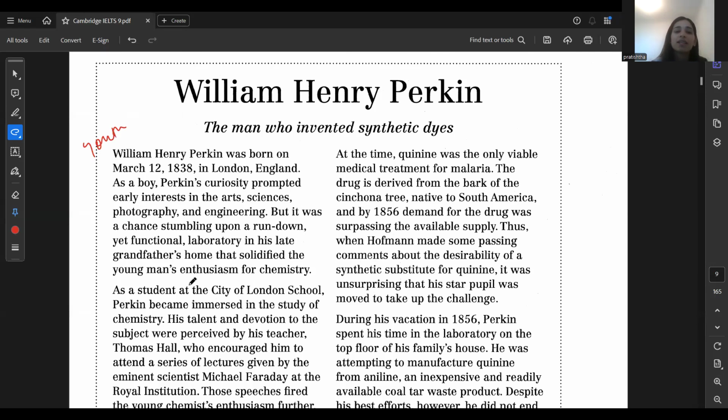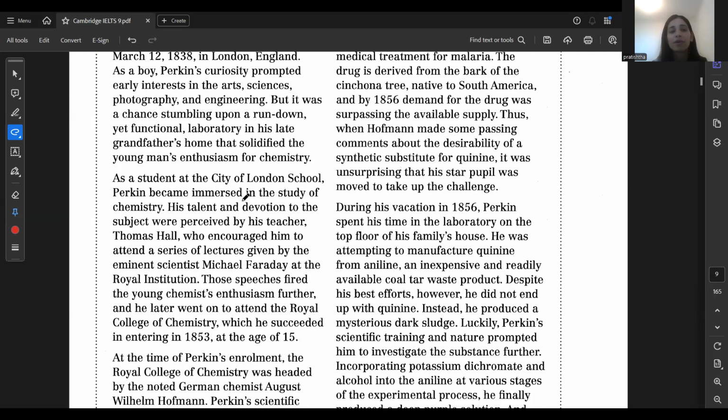As a student at the City of London School, Perkin became immersed in the study of chemistry. His talent and devotion to the subject were perceived by his teacher, Thomas Hall, who encouraged him to attend a series of lectures given by the scientist Michael Faraday at the Royal Institution. Those speeches fired the young chemist's enthusiasm further, and he later went on to attend the Royal College of Chemistry, which he entered at the age of 15. So, college. This is his college life.